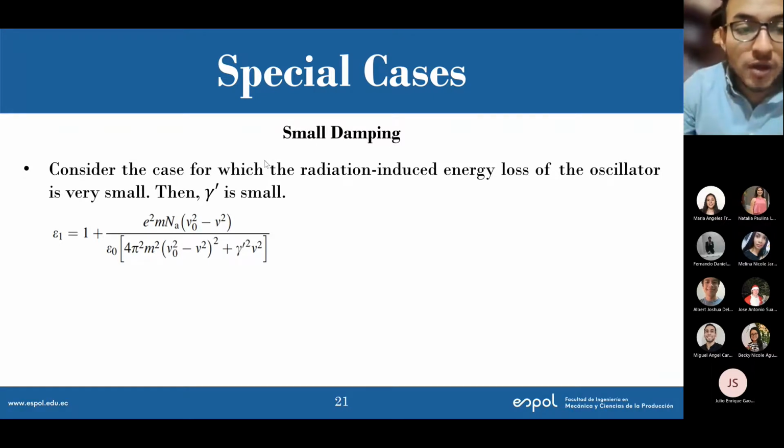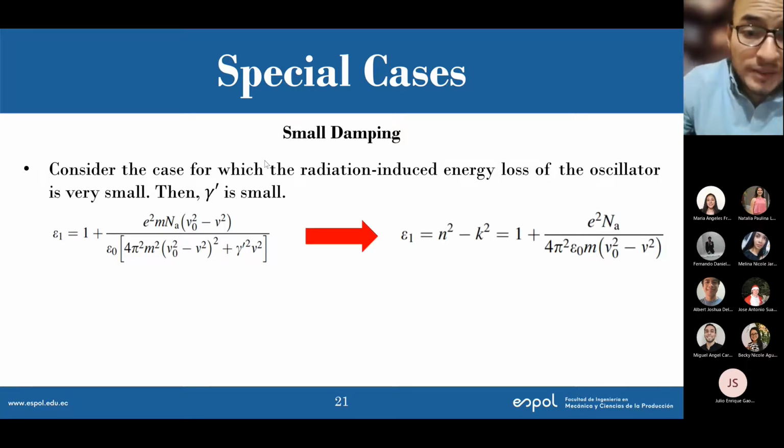Now, let's consider another case. What happens when there is a small damping? Small damping means that the radiation-induced energy loss is very small. Then you know that this equation will basically transform into this equation, because gamma prime in that case is very small. So this term goes towards 0, this term goes towards 0, and then you will be able to simplify this with the square here, and you'll end up with this equation.